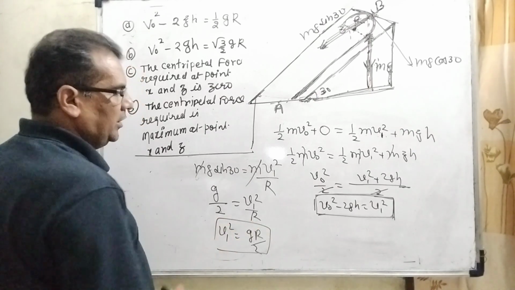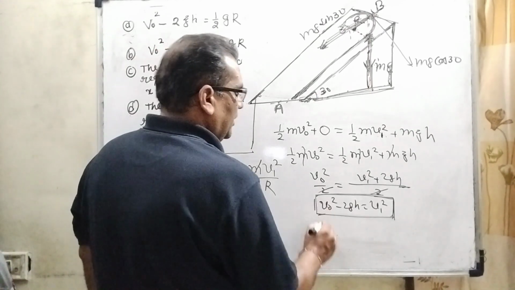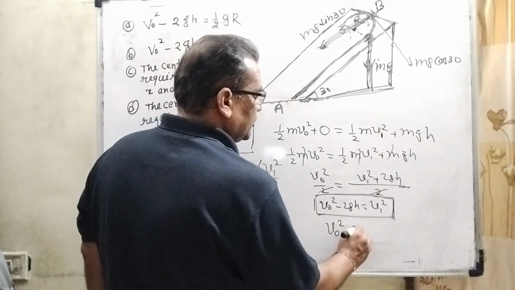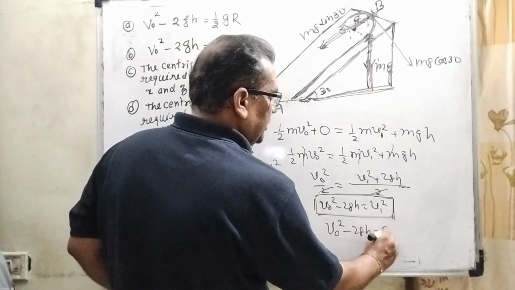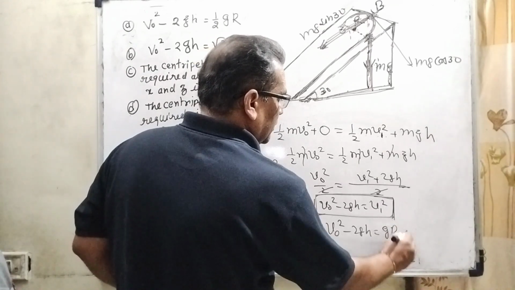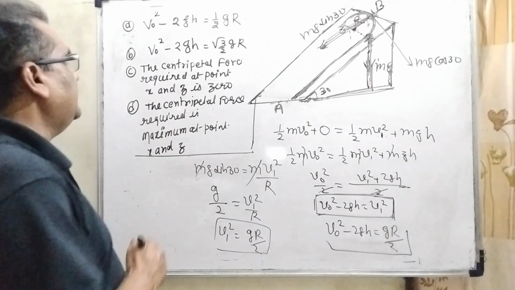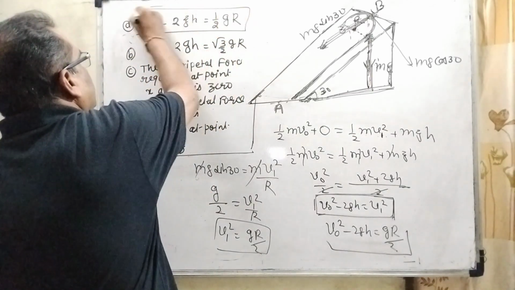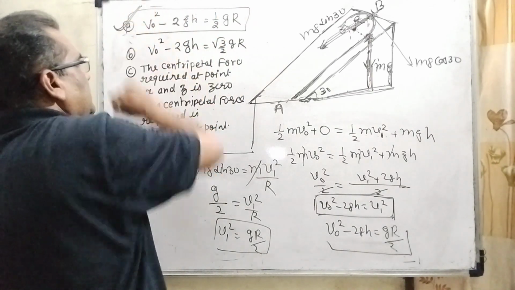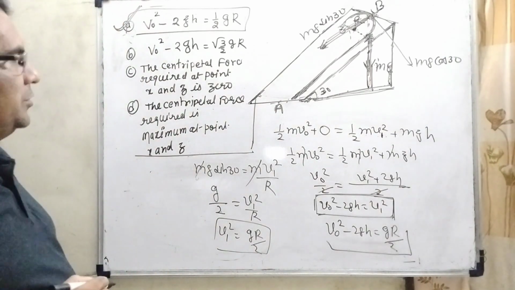Now substitute this value in the given equation: v0 squared minus 2gh equals gR by 2. So let's see which option is matching. Here we can see that the first option is correct. So the first option is correct: v0 squared minus 2gh equals gR by 2.